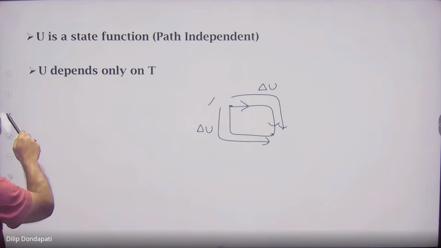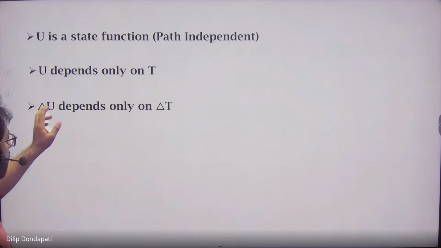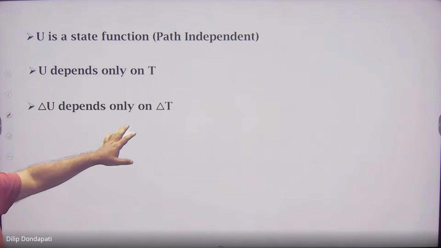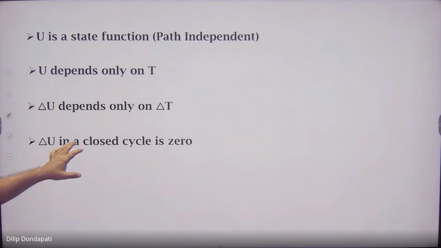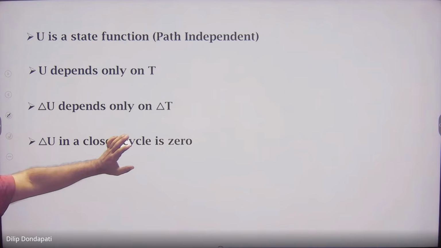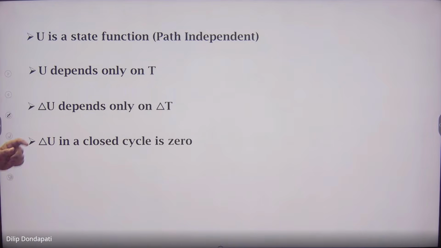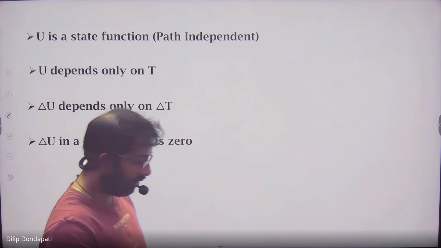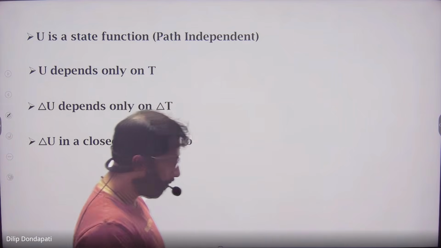Next one, U depends only on temperature, and change in U depends only on delta T, right? And delta U in a closed cycle is 0. Why? Because closed cycle mein it is a state function, right? Delta T will be 0 in a closed cycle. तो very famous n Cv delta T, n Cv delta T बहुत काम आएगा आपको.